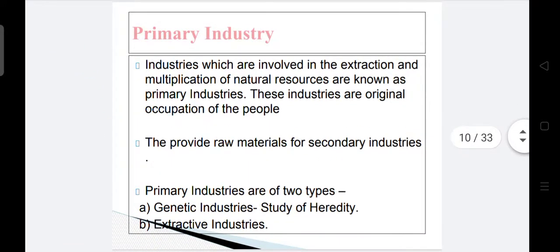Primary industry: industries which are involved in the extraction and multiplication of natural resources are known as primary industry. These are original occupations of the people. They provide raw materials for the secondary industry. Primary industry is of two types: genetic industry and extractive industry.